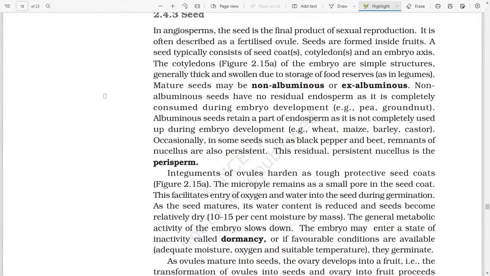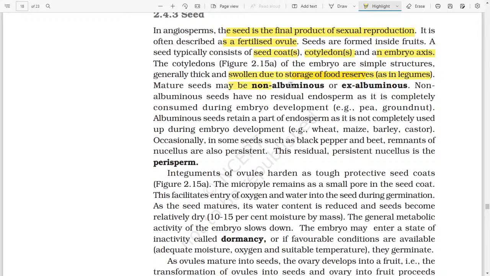Seed. In angiosperms, the seed is the final product of sexual reproduction. It is often described as a fertilized ovule. Seeds are formed inside fruits. A seed typically consists of a seed coat, cotyledons, and an embryo axis. The cotyledons of the embryo are simple structures, generally thick and swollen due to storage of food reserves.